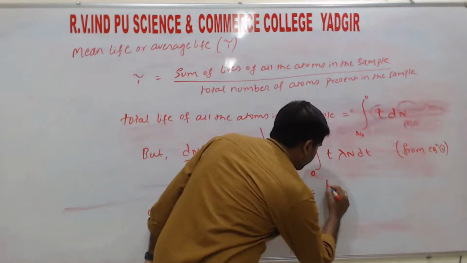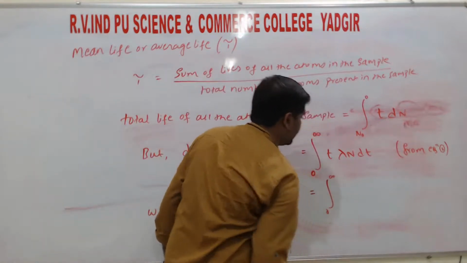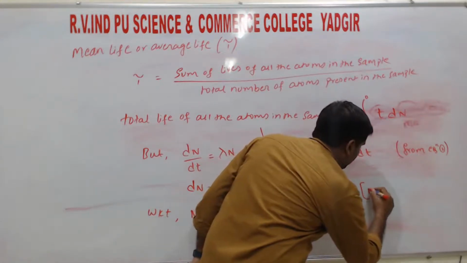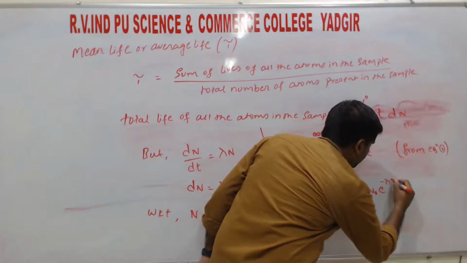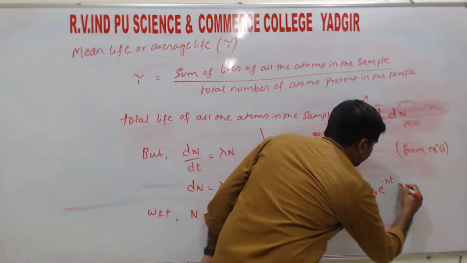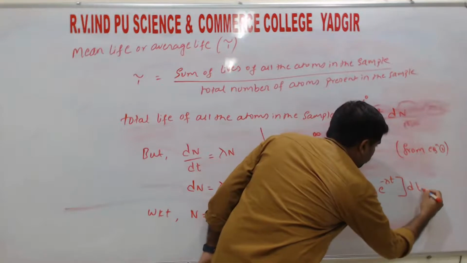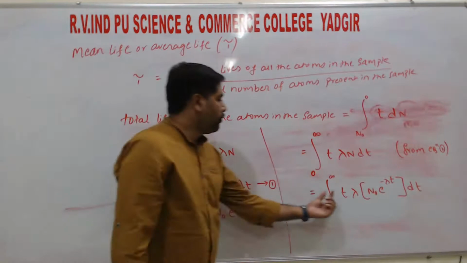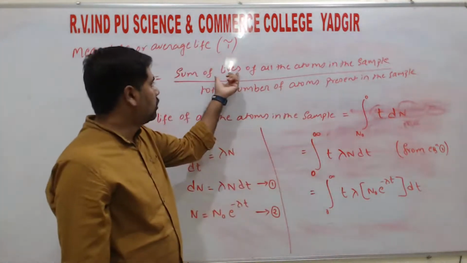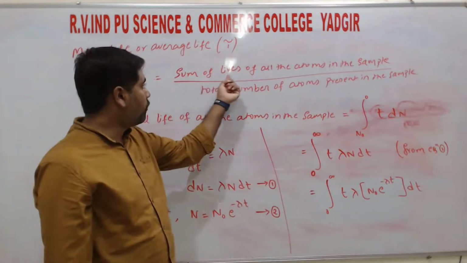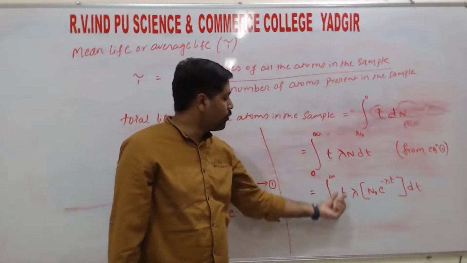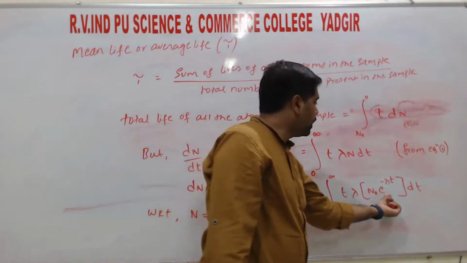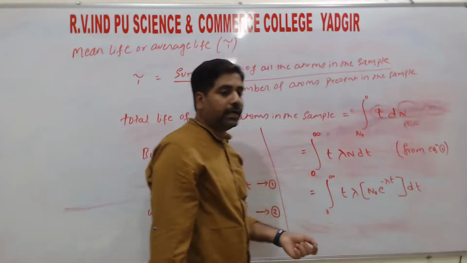So here, from 0 to infinity, t lambda. In place of n we are writing n naught e to the power of minus lambda t into dt, right? So this we get the value which we have written here. The sum of lives of all the atoms in the sample is the integral from 0 to infinity of t lambda n naught e to the power of minus lambda t into dt, right?